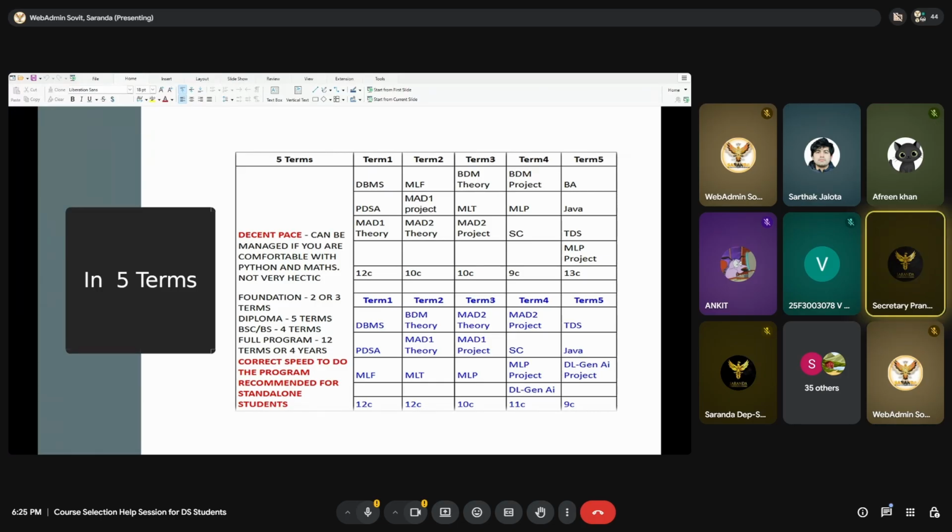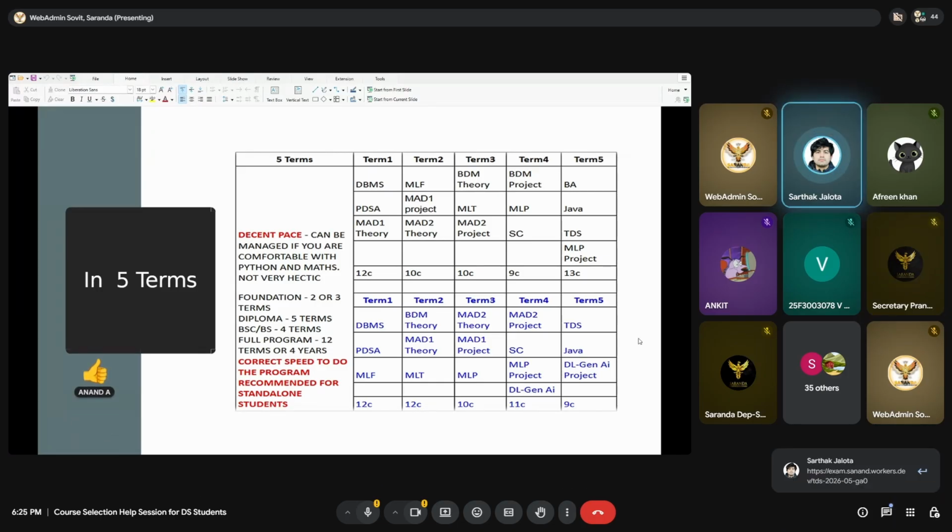I think it's not recommended that you take TDS because it will be too hard. So if anyone is taking TDS, you can go to that link. Okay. So in 5 terms.